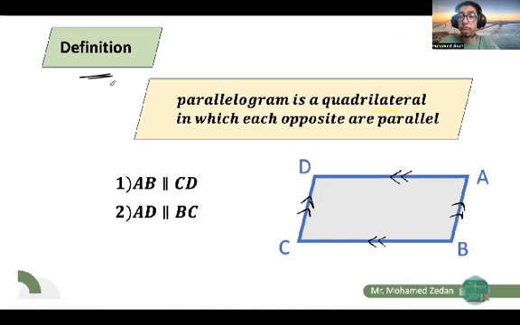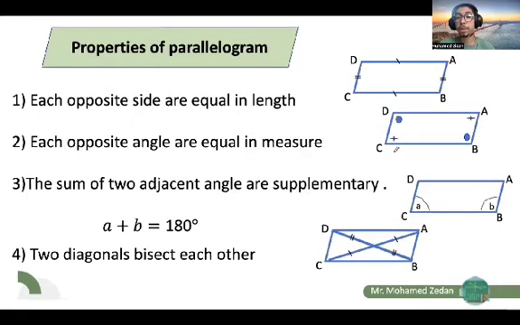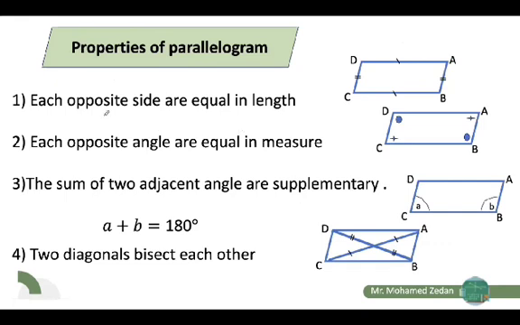Okay, then what about the properties of a parallelogram? I have four properties belonging to the parallelogram. The first is about the sides. As we know, the parallelogram has four sides, and each opposite side is parallel. But the first property is that each opposite side is equal in length. That means AB is parallel with CD and AB equals CD. Okay, that's the first. The second is about angles.